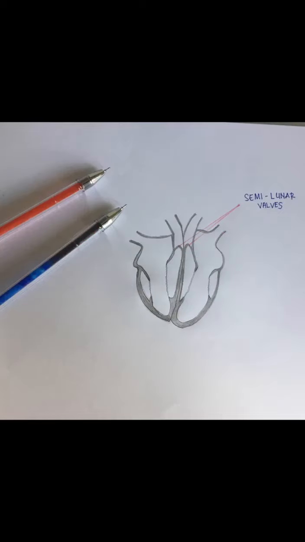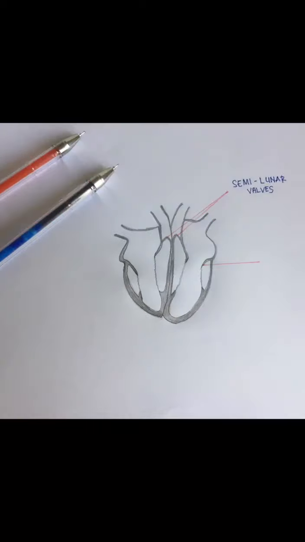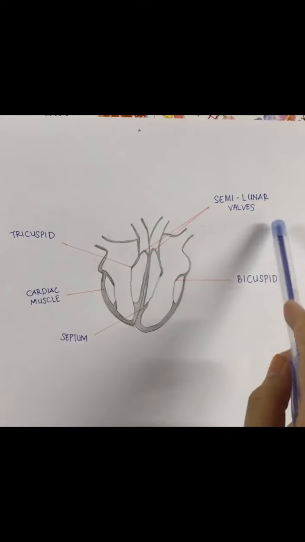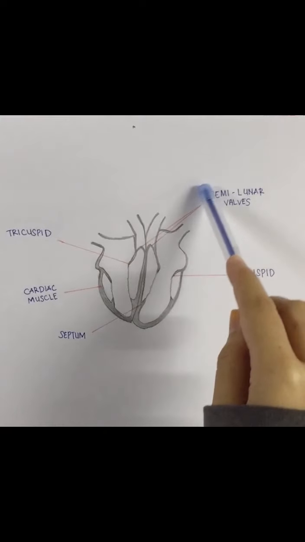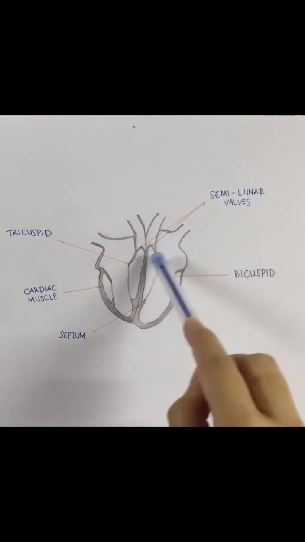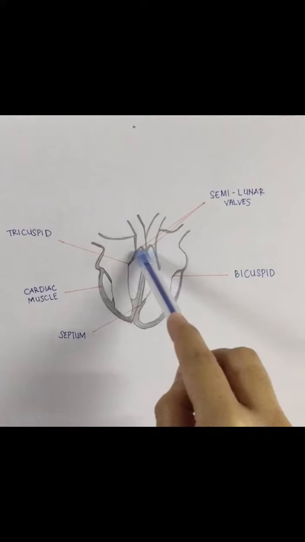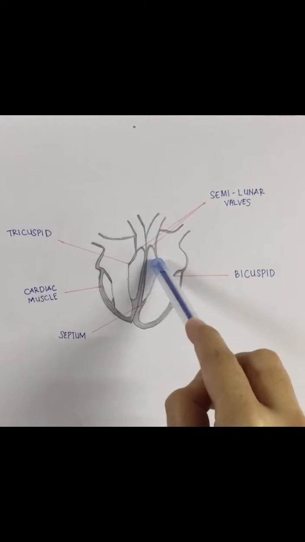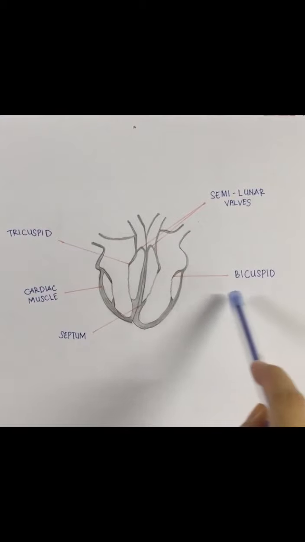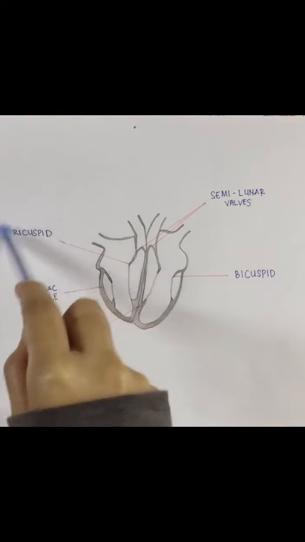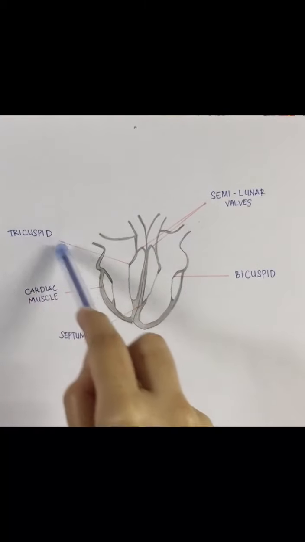Okay, so here are some other important parts of the heart. There are the semilunar valve, bicuspid valve, tricuspid valve, septum, and cardiac muscle. The semilunar valve prevents expelled blood from flowing back into the heart. Bicuspid and tricuspid valves prevent blood from flowing back into the atria from the ventricles.